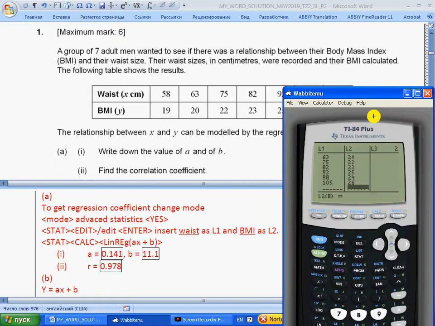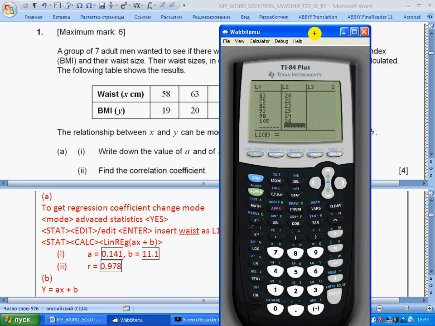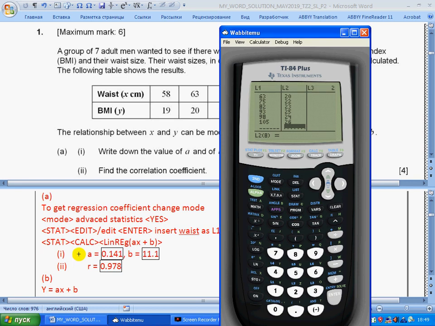Now we go to statistic, calculate, linear regression 4. X list is L1, Y list is L2, frequency list we don't need, so we press just enter, enter, enter, calculate.